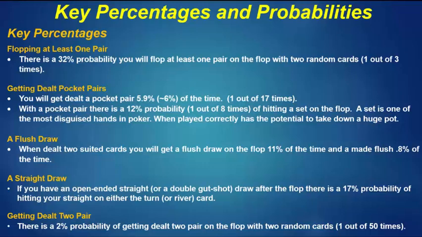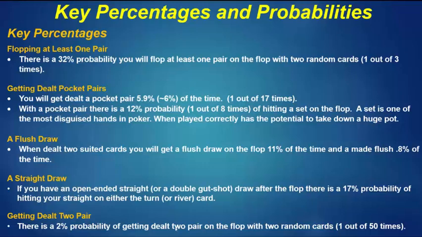And there is a 19% probability that you will hit a set by the river if you go all in before the flop. If you get a set on the flop, there is a 15% probability, 7 out of 47, of getting a boat or quads on the turn, and a 22% probability, 10 out of 46, of getting a boat or quads on the river.